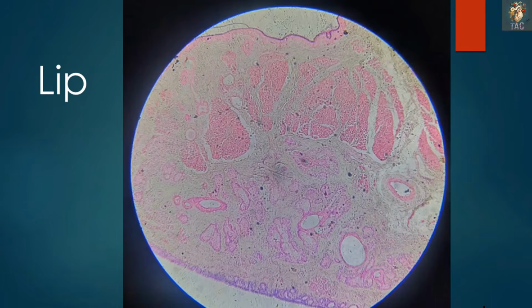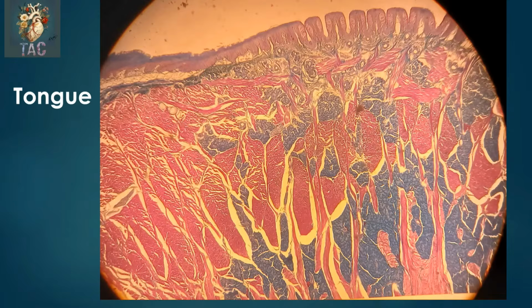Another slide you can see the cutaneous area, the skin to skin, and here you can see the skeletal muscles, the mucous acini which are present, sebaceous glands which are present, hair follicles which are present. So this is the slide from the tongue.